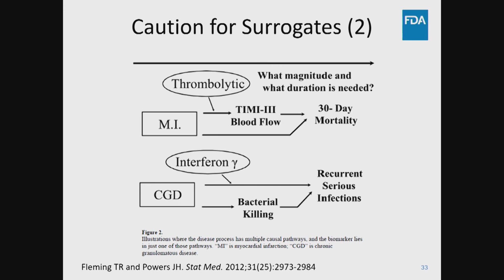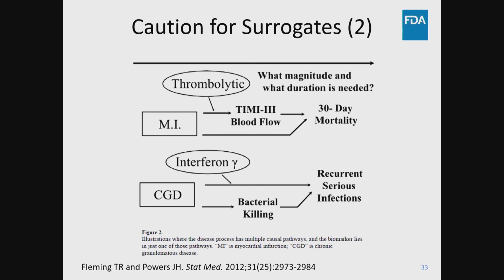The example on the bottom gets at the opposite situation, and that is that by using a surrogate, you can sometimes lead to the conclusion that your drug does not have an effect, when in fact it does. So they discuss a study in chronic granulomatous disease, and they were using interferon gamma as an agent, and they considered using bacterial killing as a surrogate for recurrent serious infections. They ended up looking at the clinical outcome instead, and that was a good thing because interferon gamma did not have an effect on bacterial killing, but actually did have an important effect on recurrent serious infections.